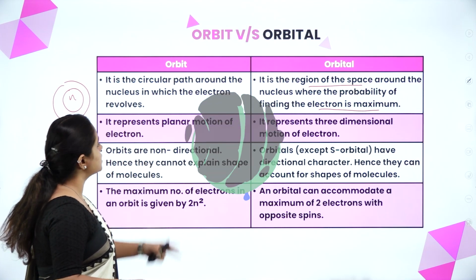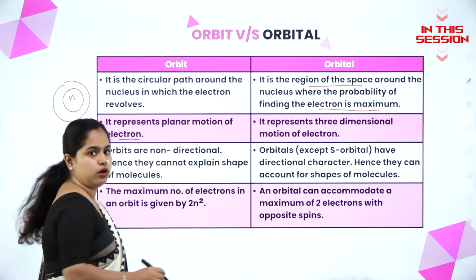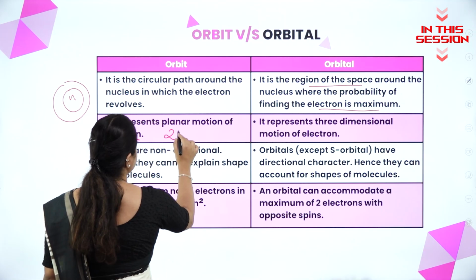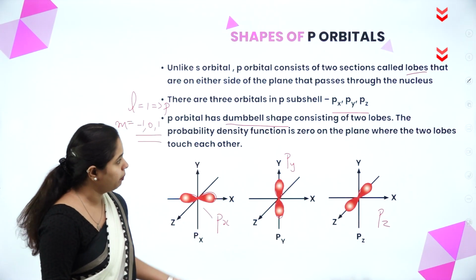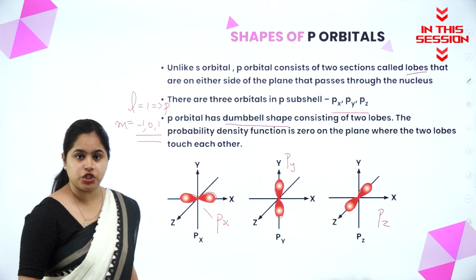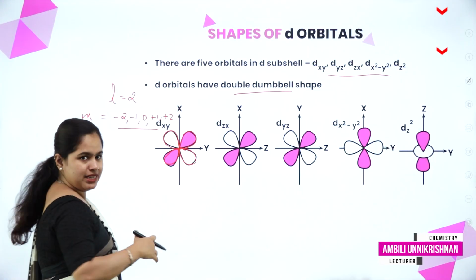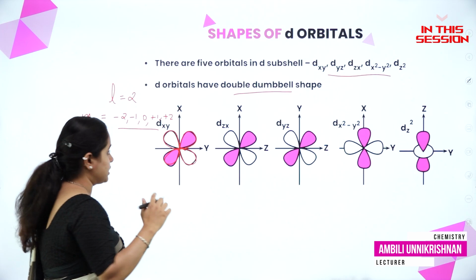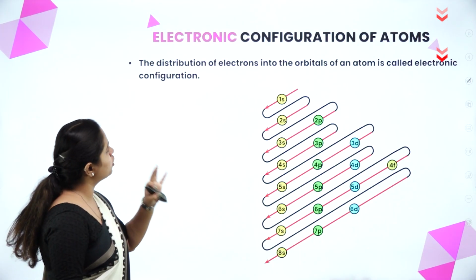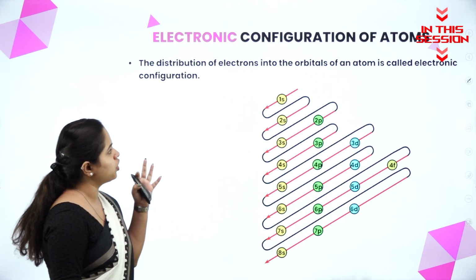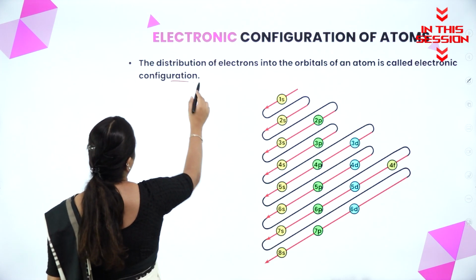And it represents the planar motion of electron. Basically, it represents it in a 2D form. And the probability density function is 0 on the plane where the two lobes touch each other. When the two dumbbells are in between x and y axis, we get dxy orbital. So the distribution of electrons into the orbitals of an atom is called electronic configuration.